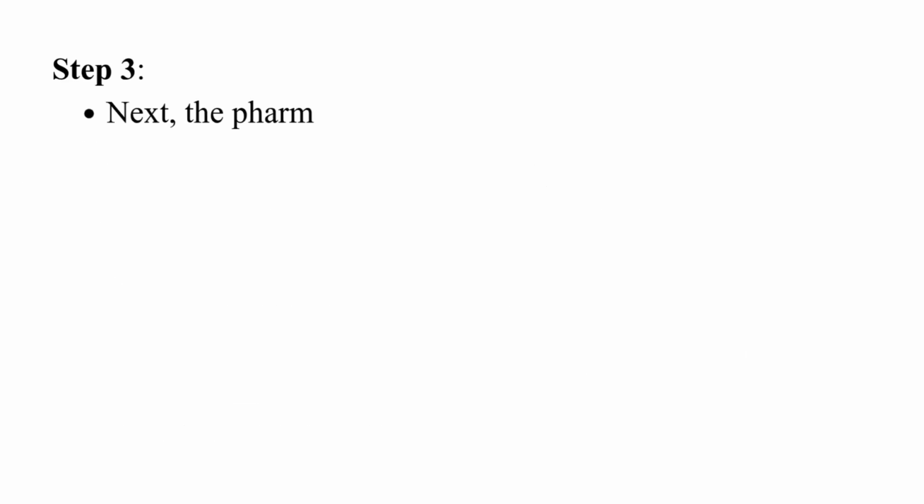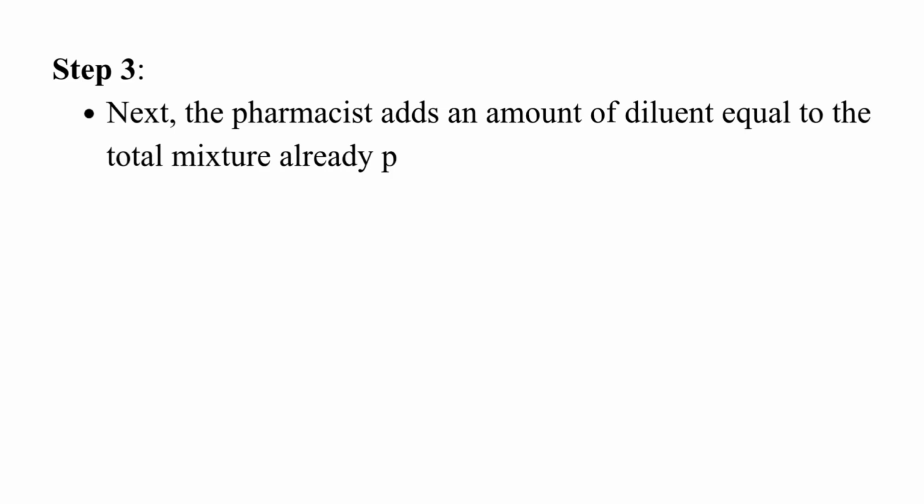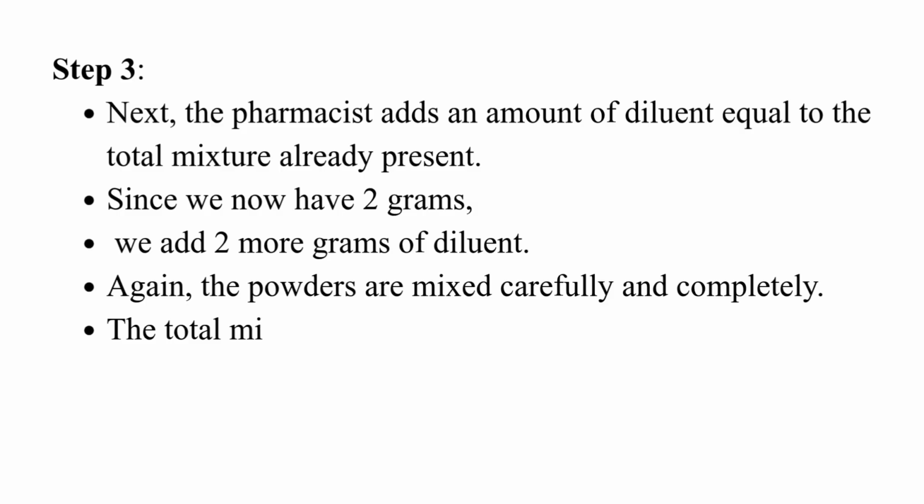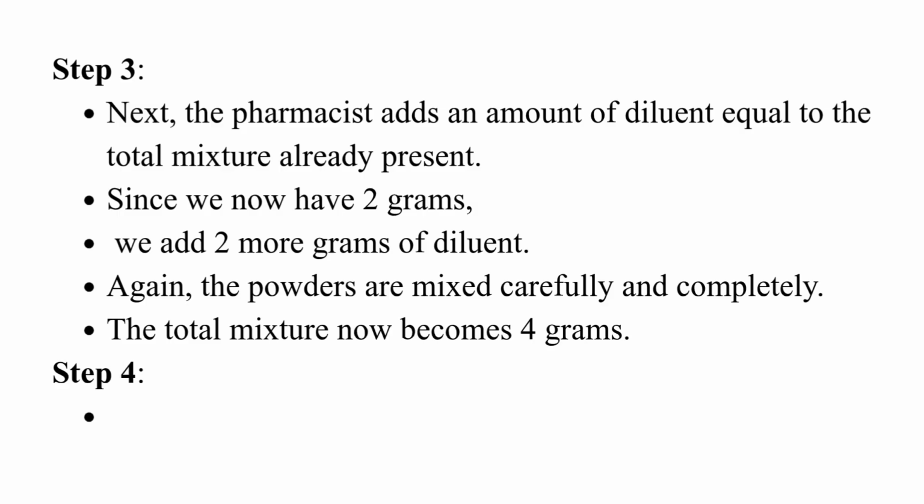Step 3. Next, the pharmacist adds an amount of diluent equal to the total mixture already present. Since we now have 2 grams, we add 2 more grams of diluent. Again, the powders are mixed carefully and completely. The total mixture now becomes 4 grams.